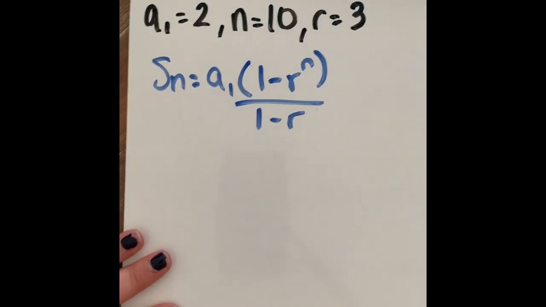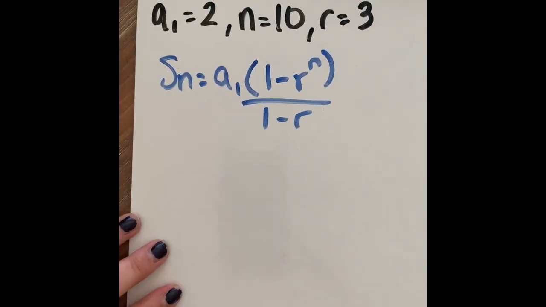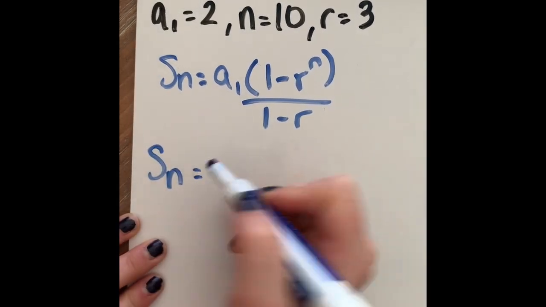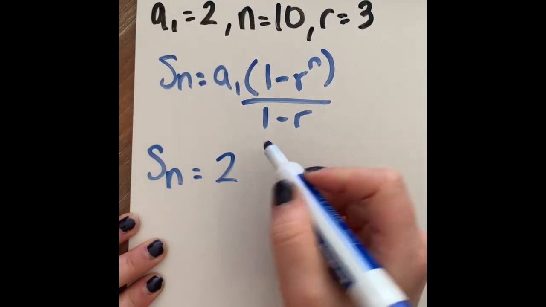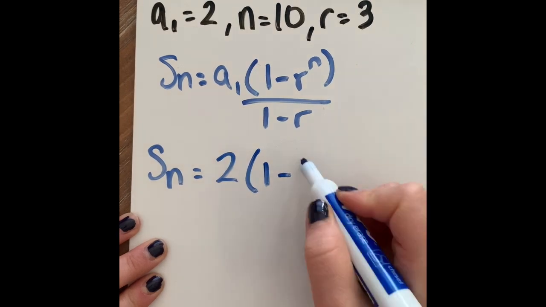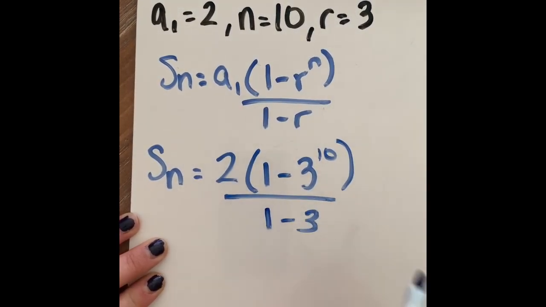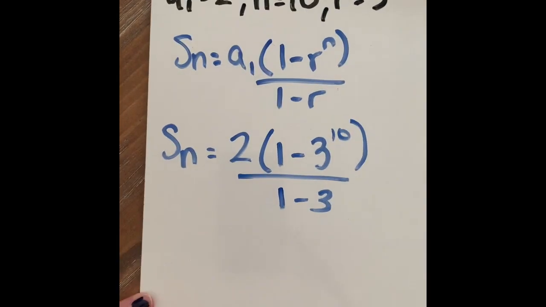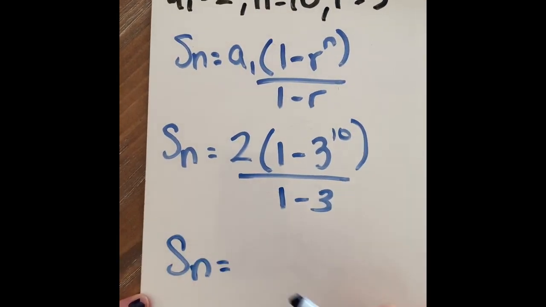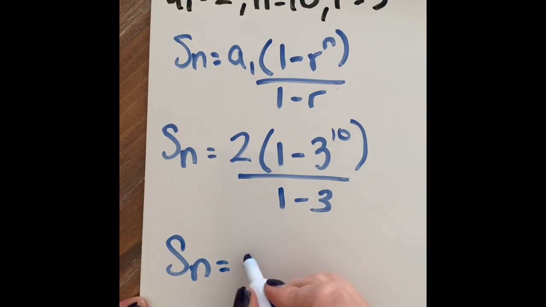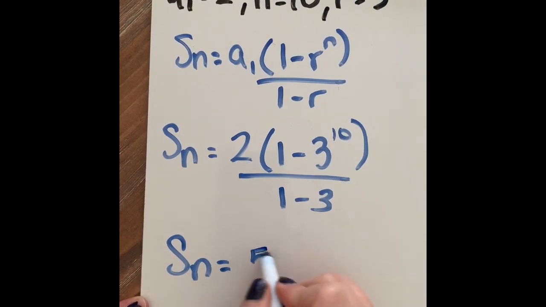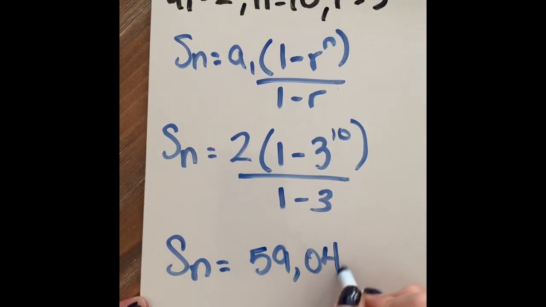All right, so I'm starting off basic here, just plugging in. S sub n, the sum that we're looking for, a sub 1 is 2, 1 minus 3 to the 10, and then all over 1 minus 3. This is something you can just plug directly into your calculator. The sum of the sequence, given that information, would be 59,048.